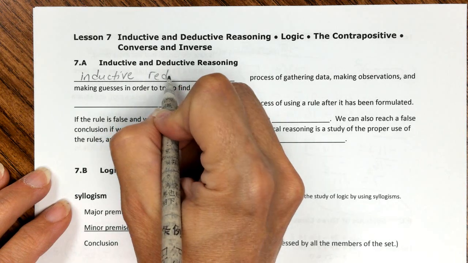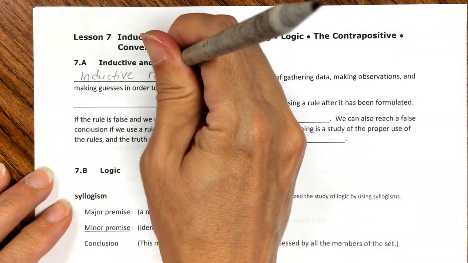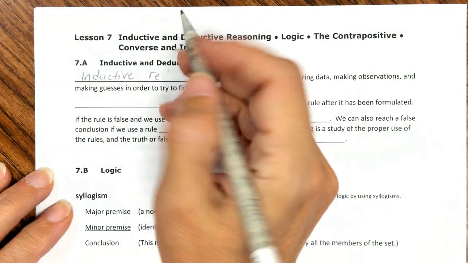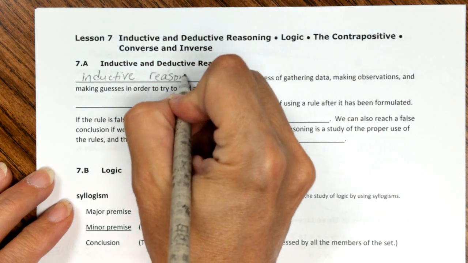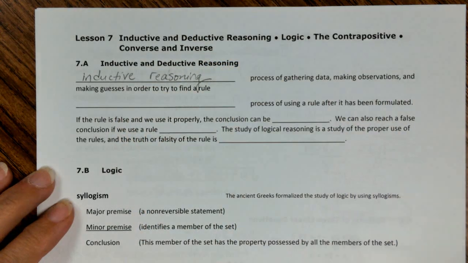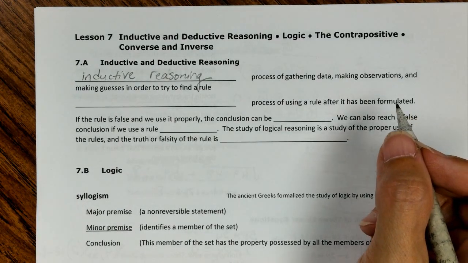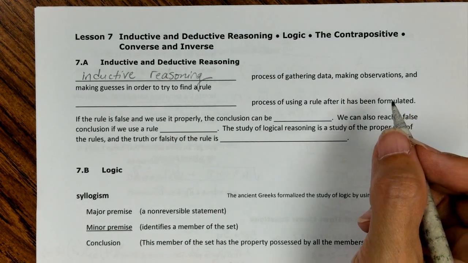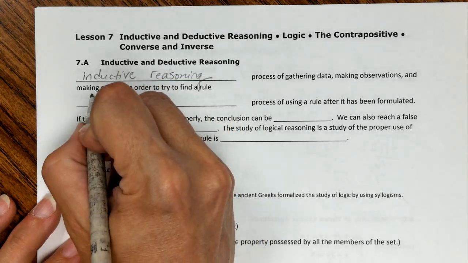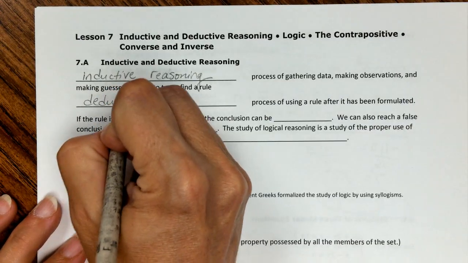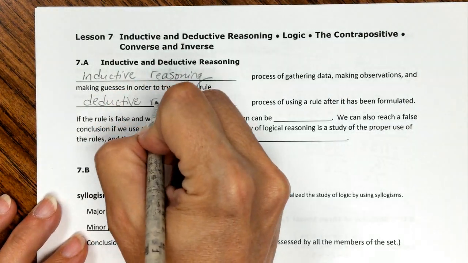Inductive reasoning. And then deductive reasoning is the process of using a rule once it has been formulated. You already have a rule and then we're using it. Deductive.